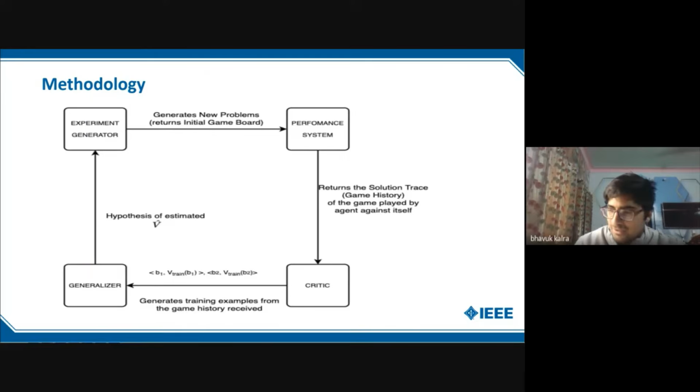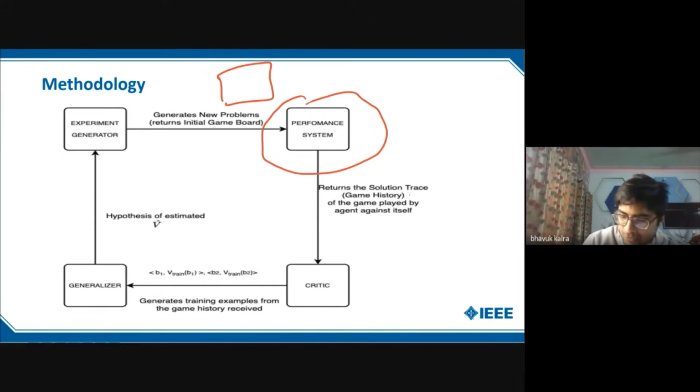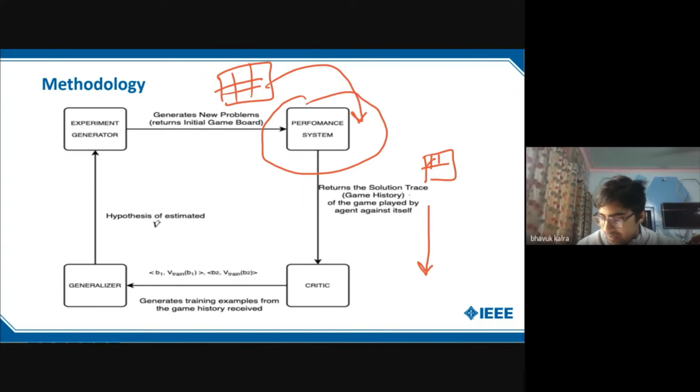The second group of the architecture is a performance system. What a performance system does is, whatever state you got, it will make the best move according to that state, whatever feature vector you have currently, and will give the solution trace of the game tree. So what game was played and what the end result was. That is the performance system for you.